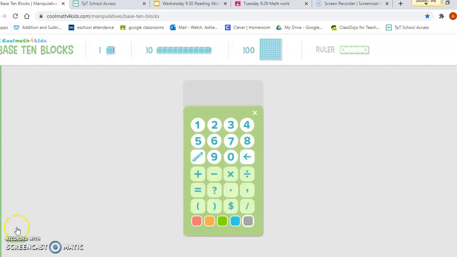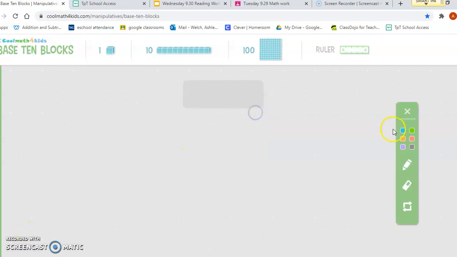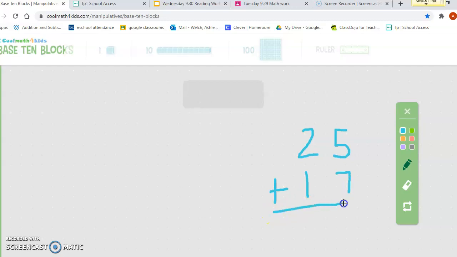So I'm first going to get out my pen, and I'm going to write a number. We're going to do 25, and I want to add, let's say, 17. Okay, so I have this addition problem, and now I'm going to use my base 10 blocks to model it.